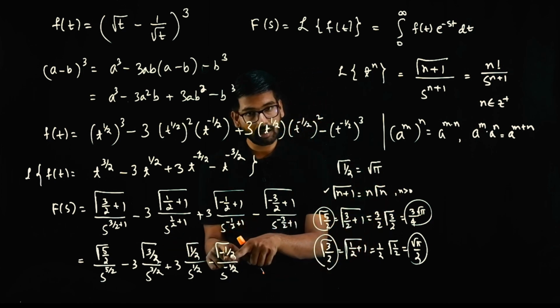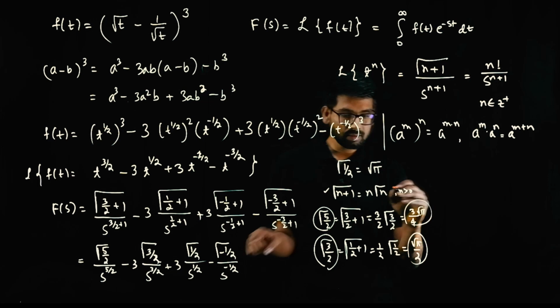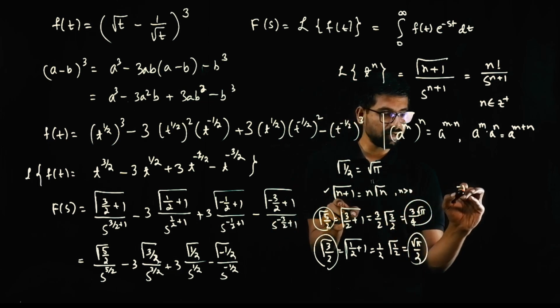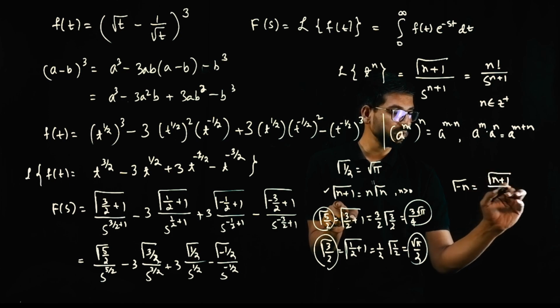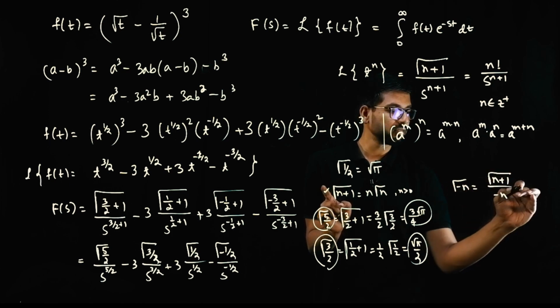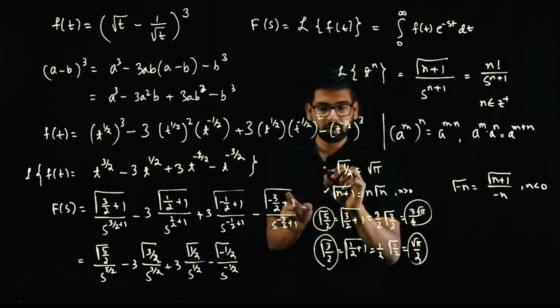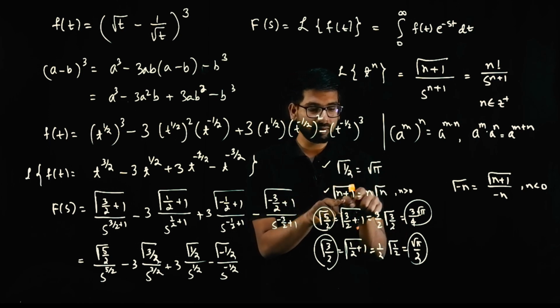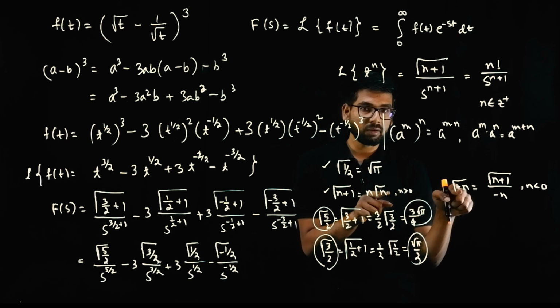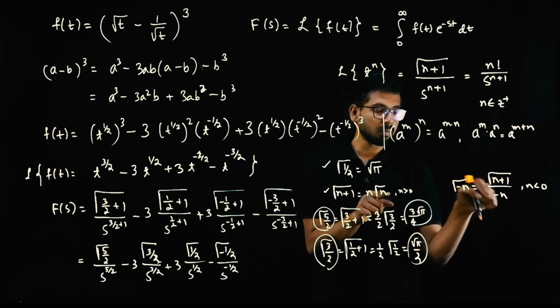If you have negative in the gamma, then the same formula with a little bit of change: gamma of minus n is gamma of n plus 1 over minus n. Okay. So this is for n less than 0. So we need to know gamma of 1 by 2, which is square root of pi. Gamma of n plus 1 is n gamma of n. And gamma of minus n is gamma of n plus 1 over minus n.